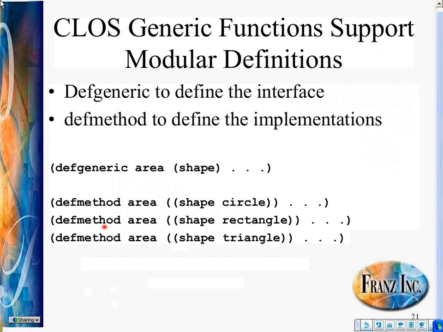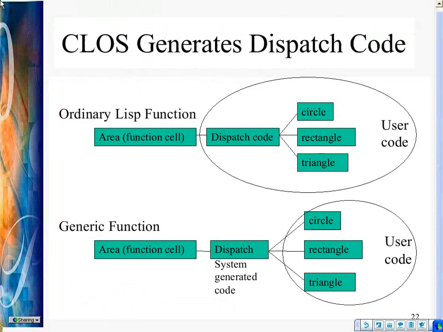In a generic function, the dispatching is done outside the function call. So here we have a generic function called area, which takes an argument shape. And here we define 3 methods. When shape is a circle, we do this. When shape is a rectangle, we do that. When shape is a triangle, we do yet another thing.